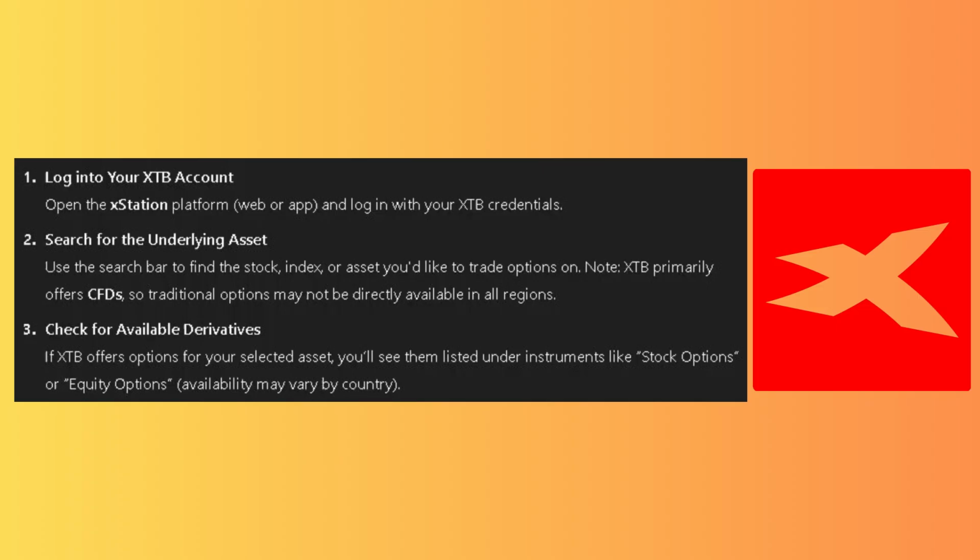Note: XTB primarily offers CFDs, so traditional options may not be directly available in all regions. Check for available derivatives. If XTB offers options for your selected asset, you will find them listed under instruments like stock options or equity options.